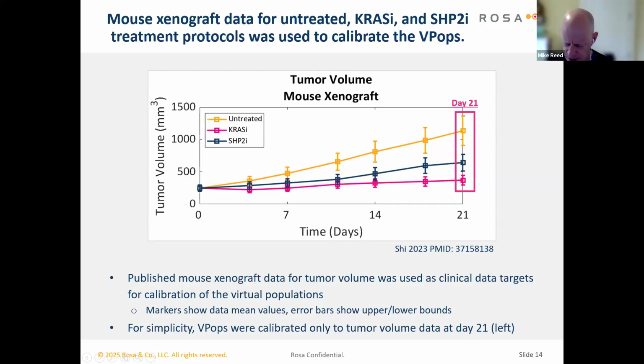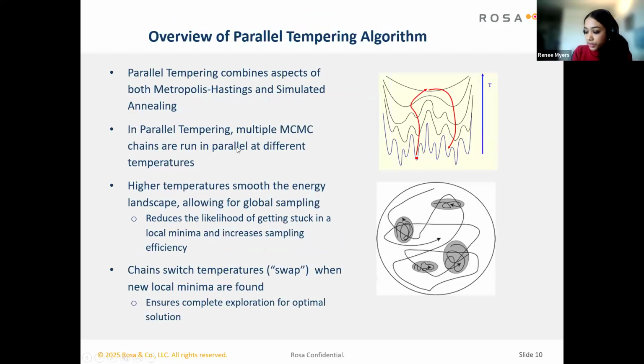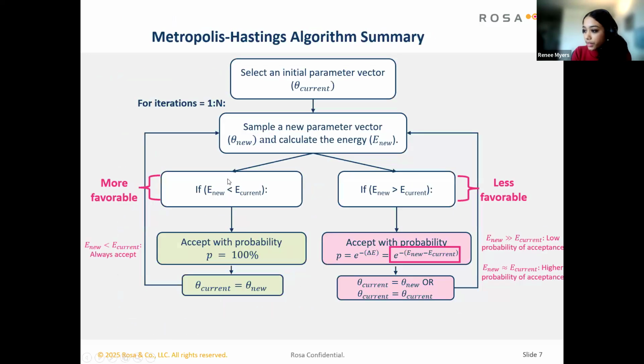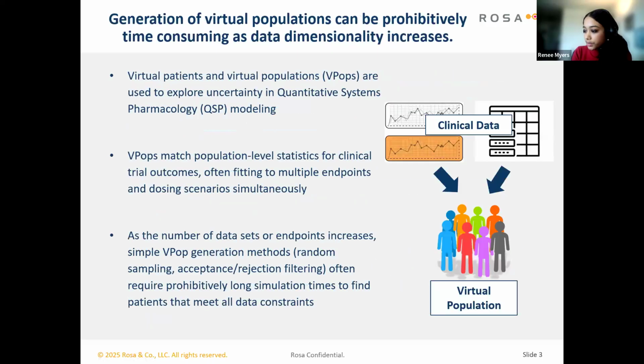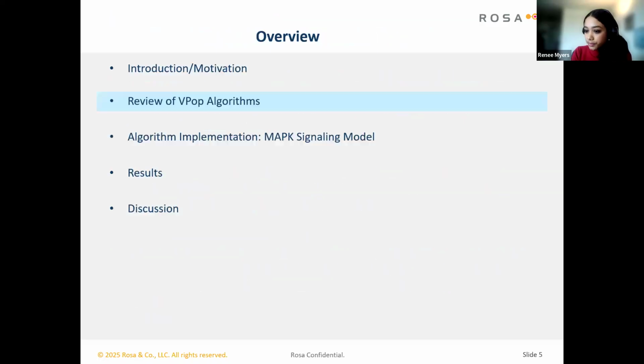Okay. How were the temperature values determined for the parallel tempering algorithm? The temperature values were just kept at the default values for the algorithm. Most of the algorithm setup was proposed in this publication, Gupta 2018. We found that with most of our parameter optimizations, these default values seem to work fairly well for most situations. Okay. And how were the model parameters selected for variation in the virtual population?